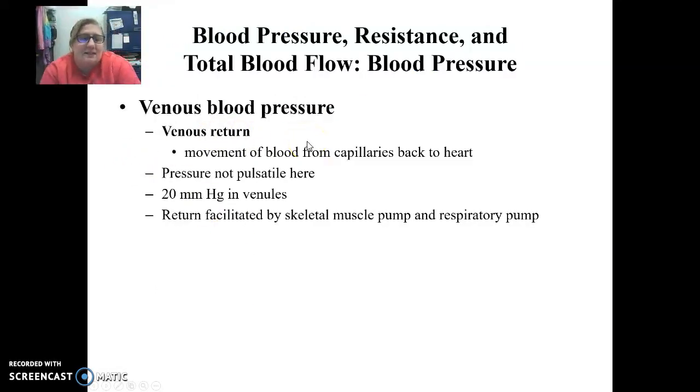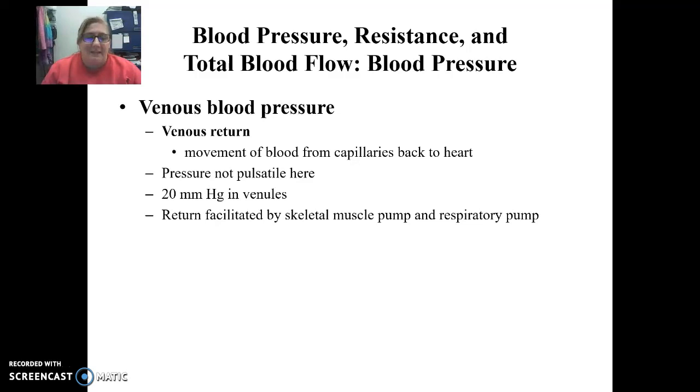Venous return then is the amount of fluid that comes back to the heart. It has to be pretty equivalent on both sides. You can't have more return on one side than the other side. The amount of blood that leaves the heart is going to affect the amount of blood that comes back to the heart. If you have more blood leaving, then you're going to have more blood coming back. And both the right and left sides have to have equal amounts of blood coming back and leaving the heart.